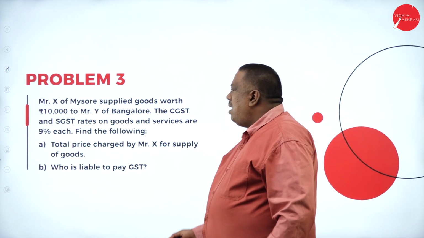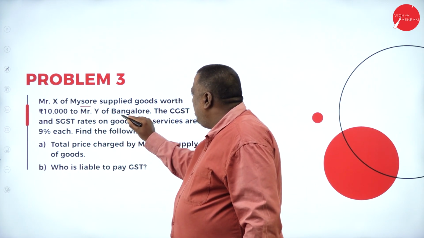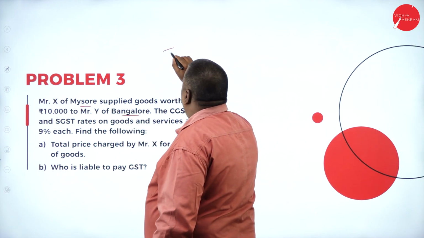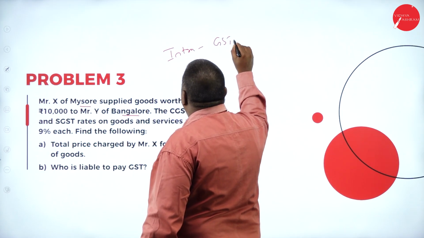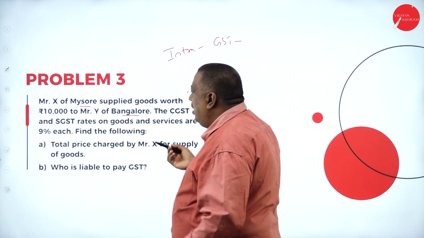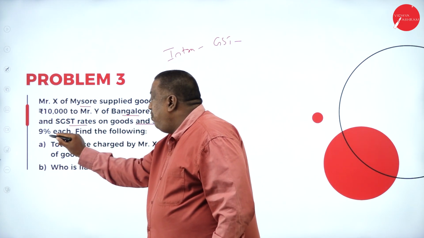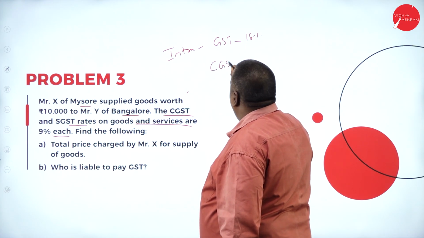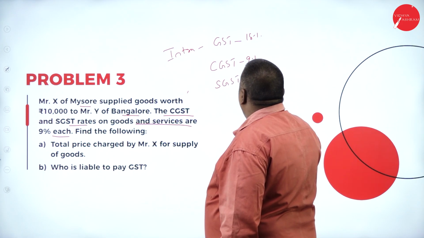Next we have here, I'm Mr. X from Mysuru and I'm supplying goods to person in Bangalore. So Mysuru and Bangalore both are in the same state, so it is intra. Intra means GST, whatever I'm going to collect, that is, what is the GST? Here see, they're not given anything, they're given the CGST and SGST rates on goods are 9% each, means 18%. So CGST is 9%, SGST is 9%.